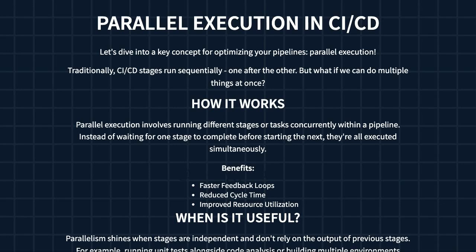A really powerful technique is called parallel execution. Think of it like this: instead of waiting for one step to finish before starting the next, we can run multiple steps at exactly the same time. This dramatically reduces the overall build and deployment time. It's especially helpful when you have stages that don't depend on each other, like running tests alongside code analysis or building different versions of your application at once. Just be mindful to make sure those stages are actually independent, because if they aren't, things can get messy quickly.